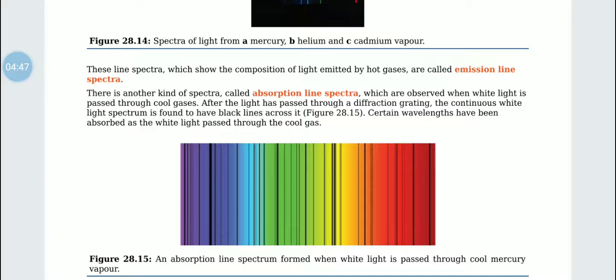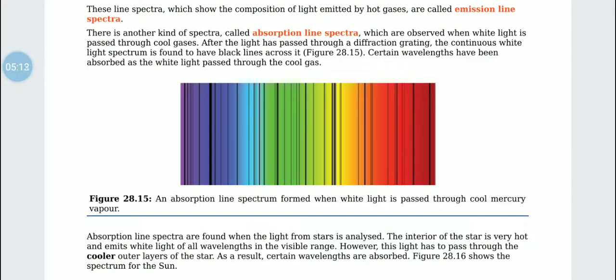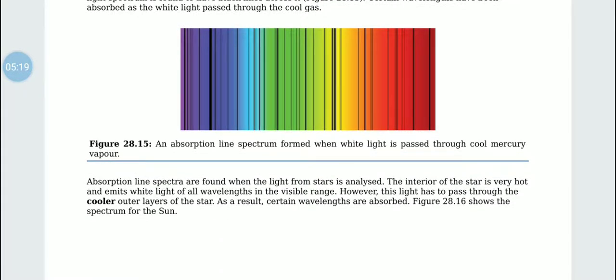Then we will observe that the white light spectrum has black lines across it. This is because different wavelengths have been absorbed by the gas. Some wavelengths are absorbed by the cool gas when the light passes through. So that is about going from the emission line spectra into absorption line spectra.